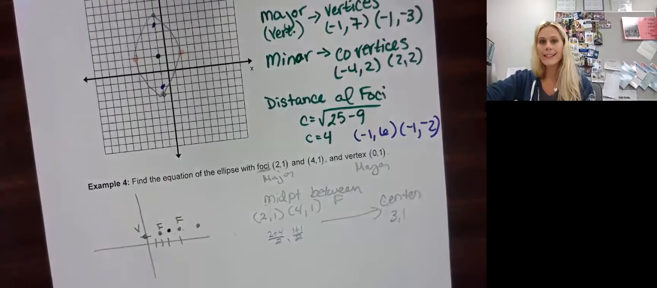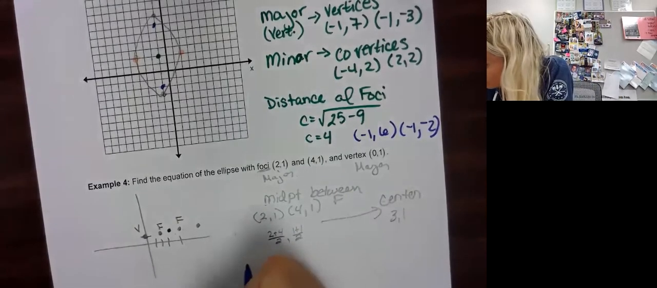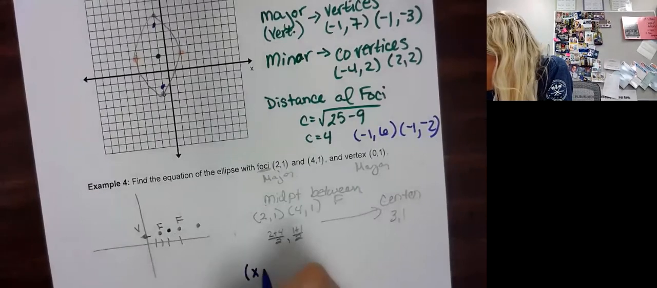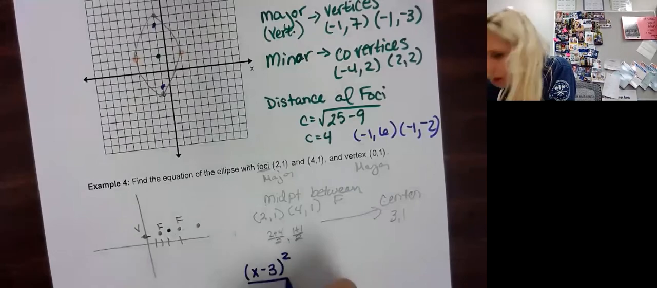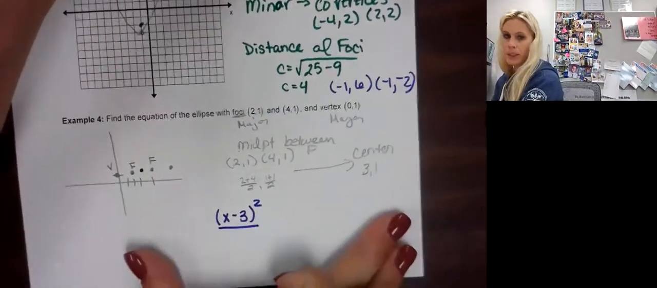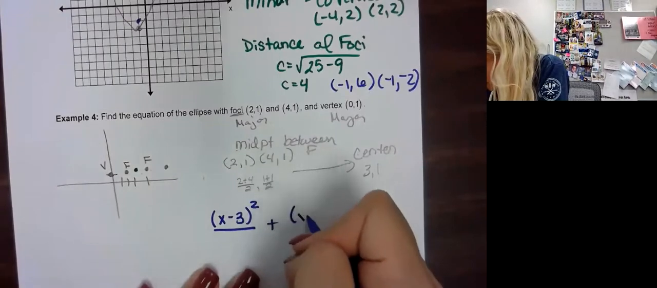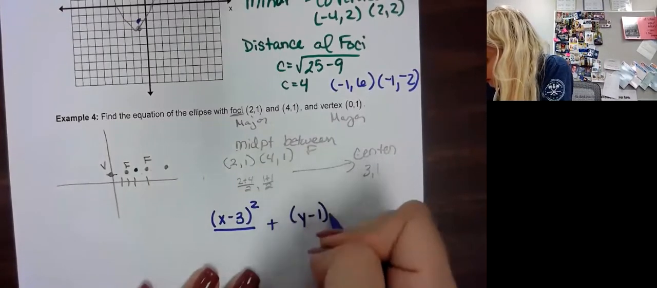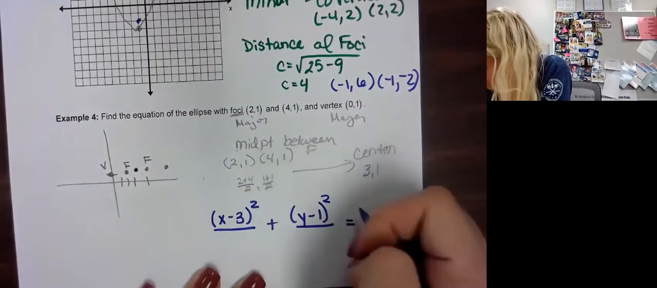Okay, where does that start us off in our equation so far? So remember, we do opposite. So it's x minus 3 squared over something, or a value, plus y minus 1 squared over something equals 1.